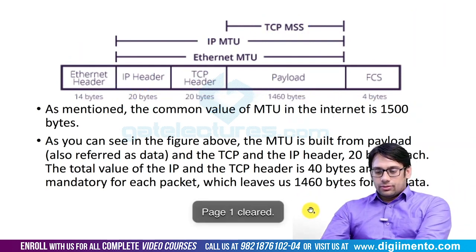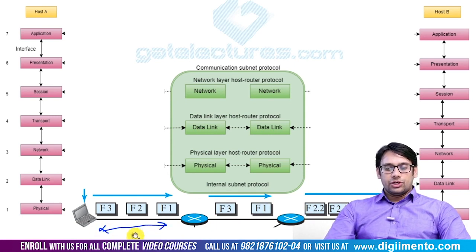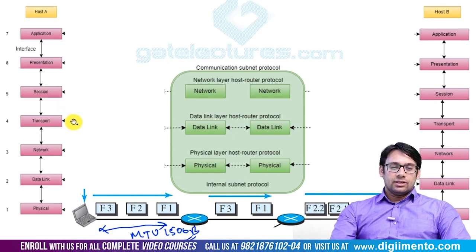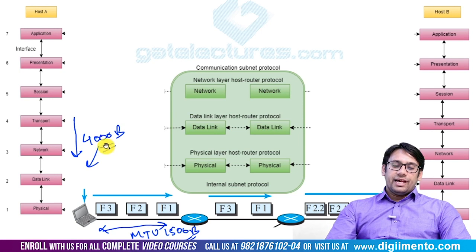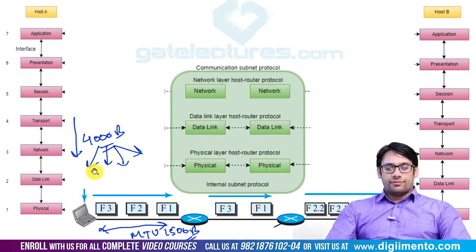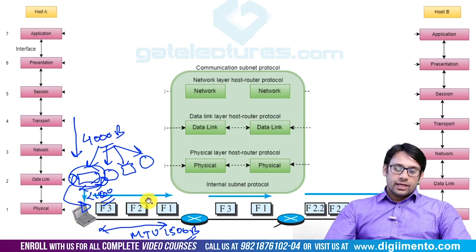If in any network the MTU is 1500 and we get a message from the network layer which is, let us say, 4000 bytes, we are going to divide this message into smaller messages, and the size of every message will be less than or equal to 1500. Then we'll add a header and a trailer to each message, and make it a frame.